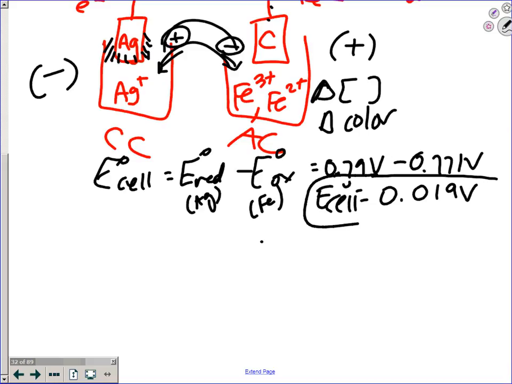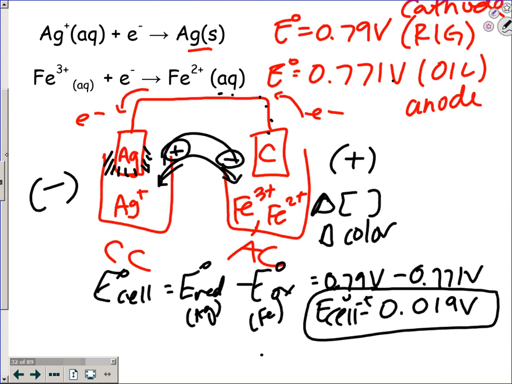So E cell, again, is positive for galvanics. That's the one thing you should know. A negative delta G means spontaneous forward direction, thermodynamically favorable, but a positive E cell. All right, so then for this reaction, I want to know the overall electrons transported or transferred. That was a question on your 1 through 9.